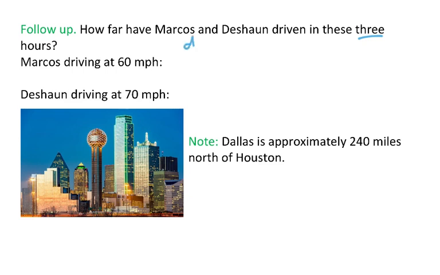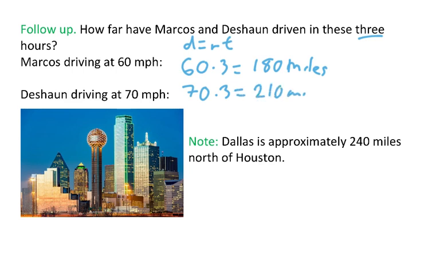Well, since we have this underlying relationship that distance equals rate times time, Marcus will have traveled 60 miles per hour for 3 hours, which would mean he has traveled 180 miles, while Deshawn has been driving at 70 miles per hour for 3 hours, and he has covered 210 miles. Is that indeed 30 miles more than what Marcus had driven? It sure is, so that seems to make sense.